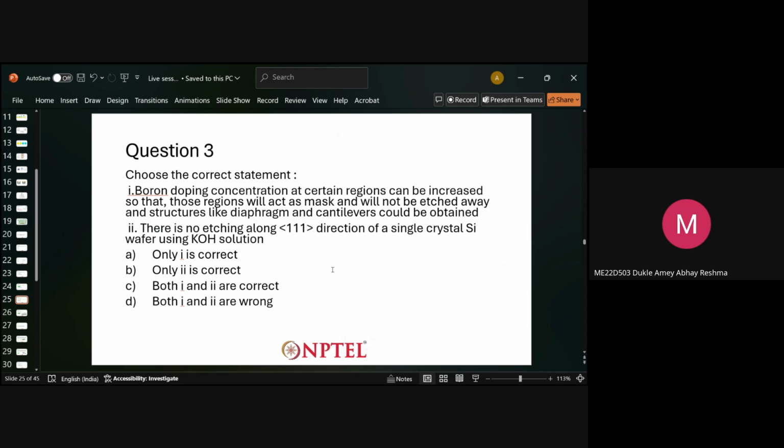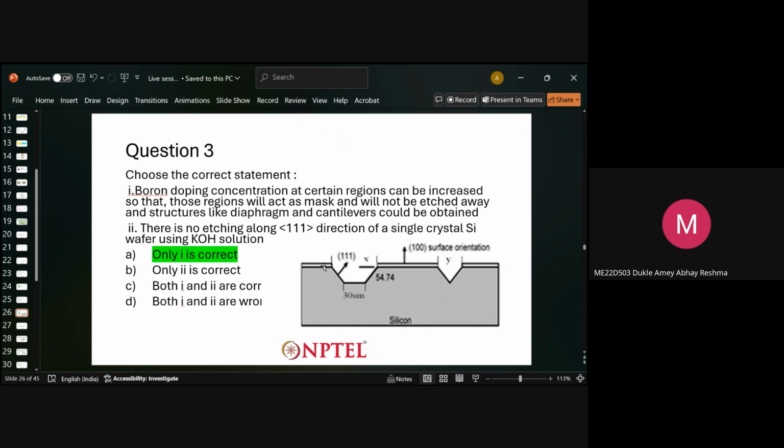So we'll move to the next question. Boron doping concentration at certain region can be increased so that this region will act as a mask and will not be etched away, and structures like diaphragm and cantilever could be obtained. There is no etching along 111 direction for a single crystal silicon wafer using KOH solution. These are the questions that are recall kind of questions. So the professor has said this in the class videos. So these are the specific things which the professor actually said in the video. So from this the question has been made. So the answer is only one is correct.